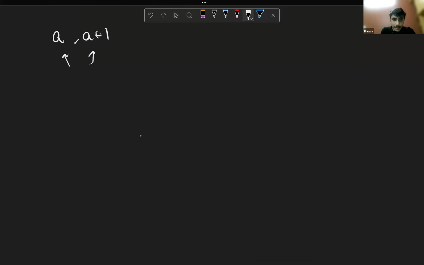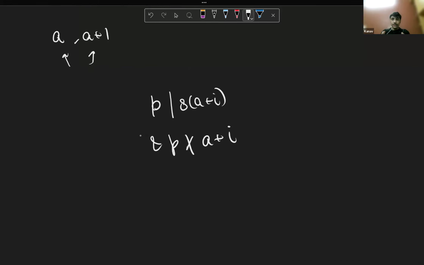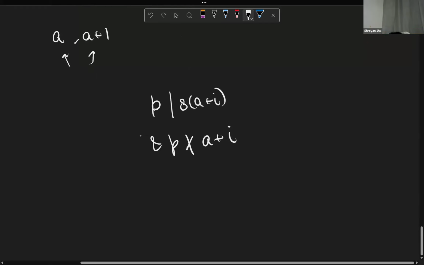Exactly. All you want is some prime factor P dividing S of a plus I, and P not dividing a plus I. That's all we want to ensure for every I. If we can ensure this, that's it, done. Does that make sense?